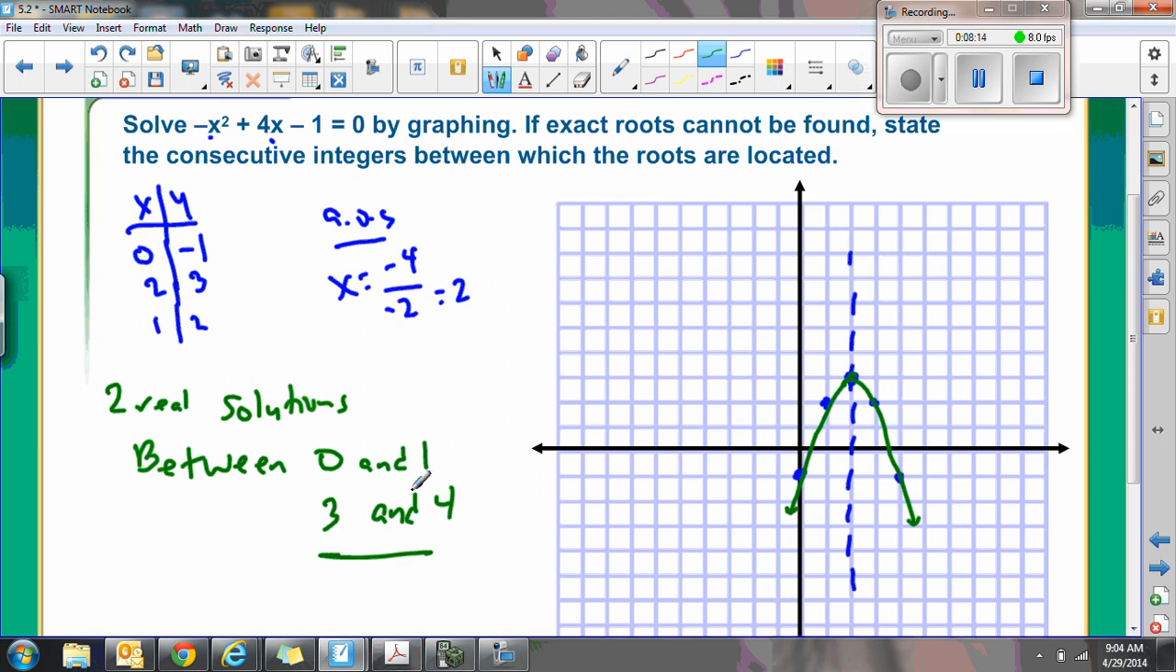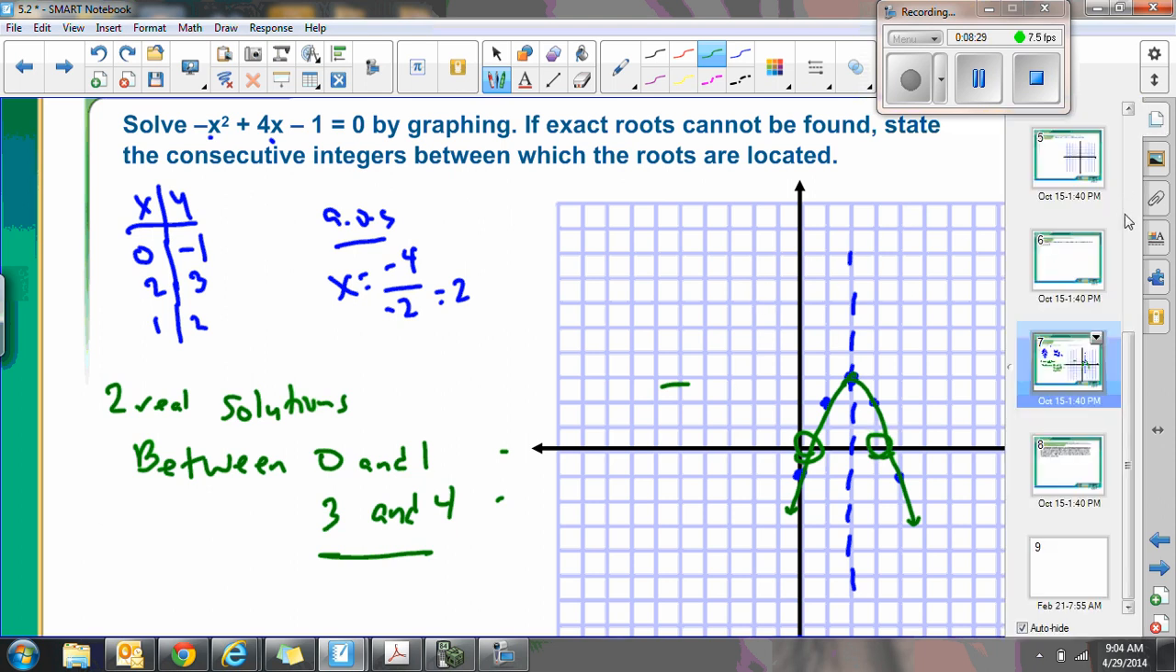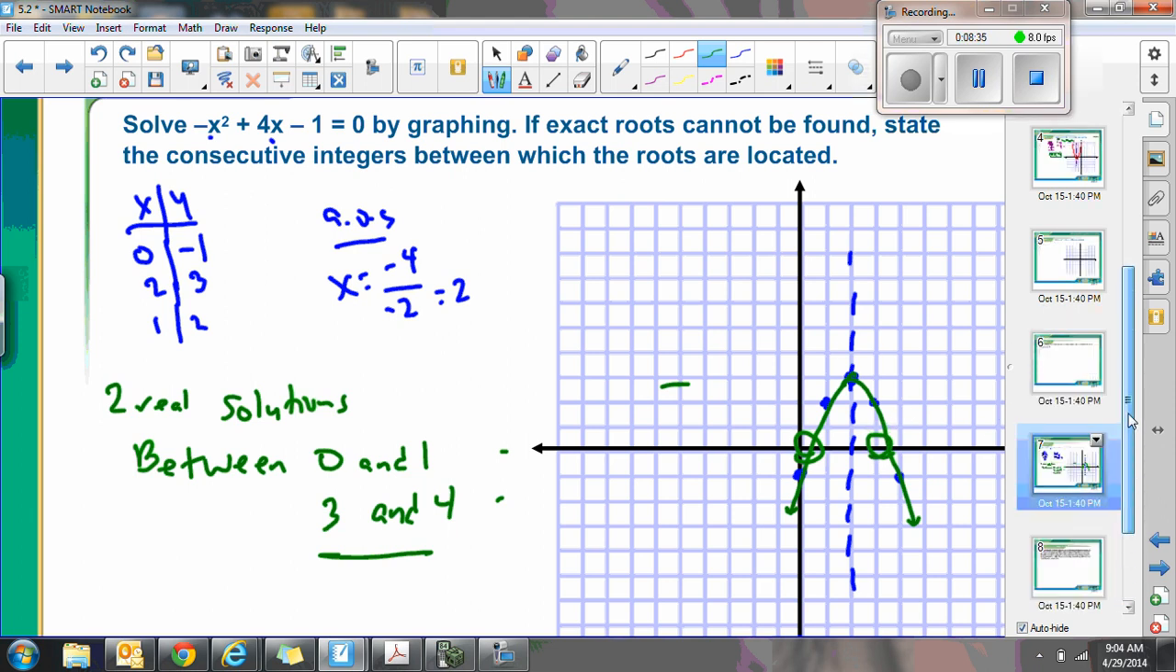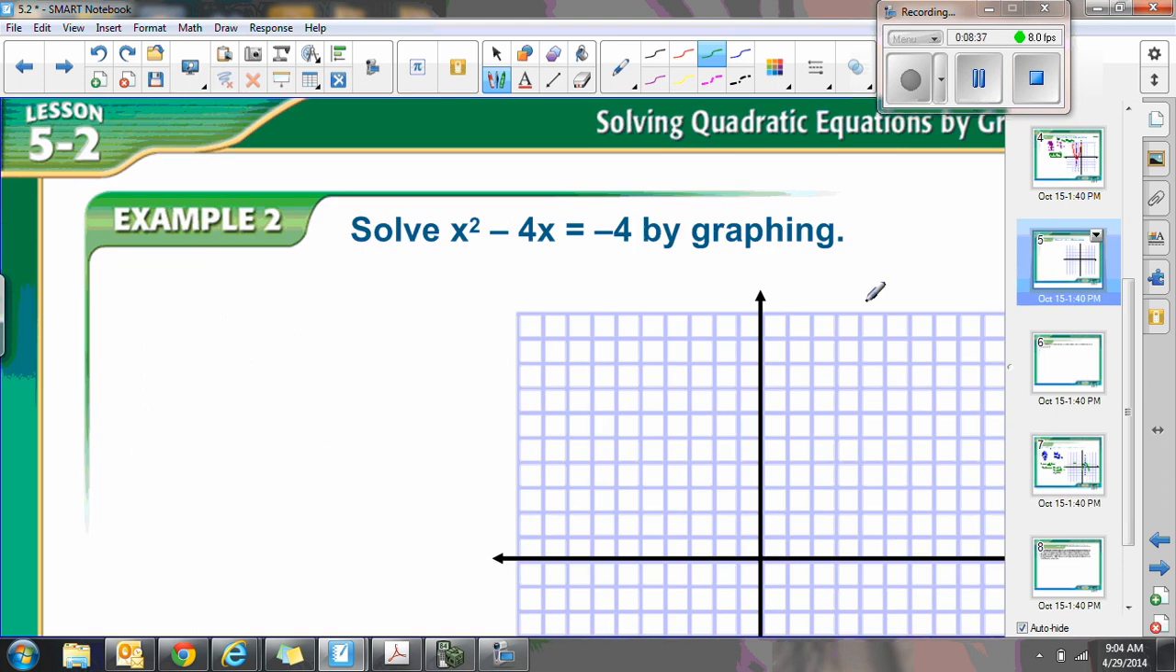And like I said, eventually we're going to come up with a few different techniques for finding these exact numbers. But until that point, we're just going to list where they occur between. Okay, let's do one more problem here. Let's try this one. Let's solve this by graphing.